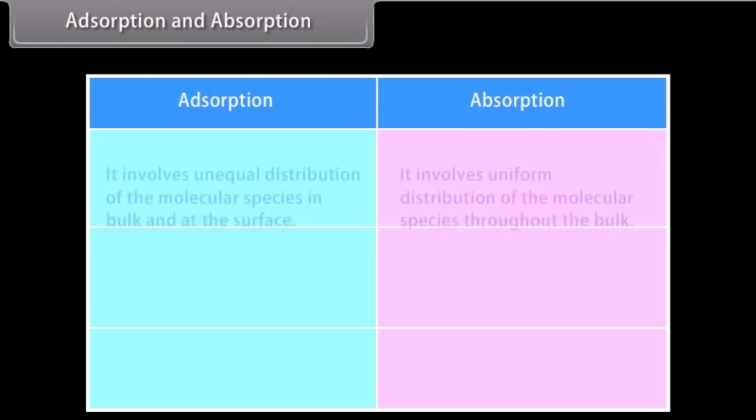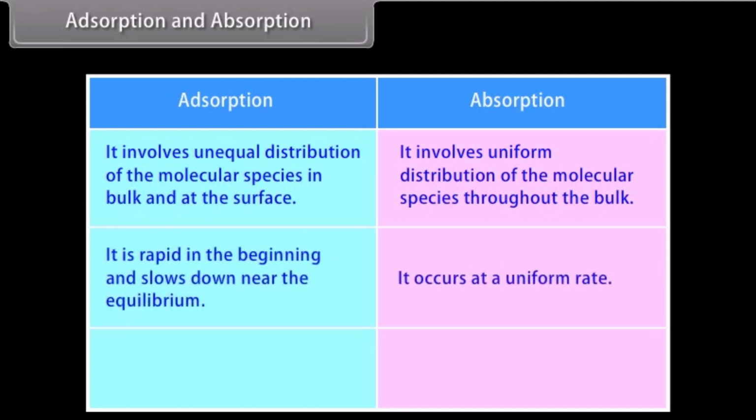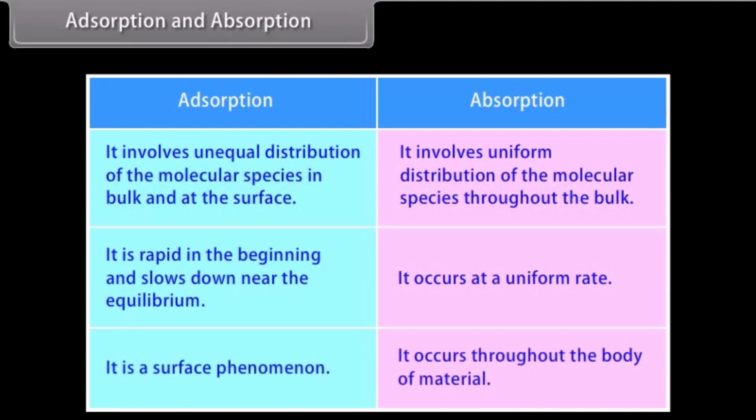Adsorption involves unequal distribution of the molecular species in bulk and at the surface, whereas absorption involves uniform distribution of the molecular species throughout the bulk. Adsorption is rapid in the beginning and slows down near equilibrium, whereas absorption occurs at a uniform rate. Adsorption is a surface phenomenon, whereas absorption occurs throughout the body of the material.